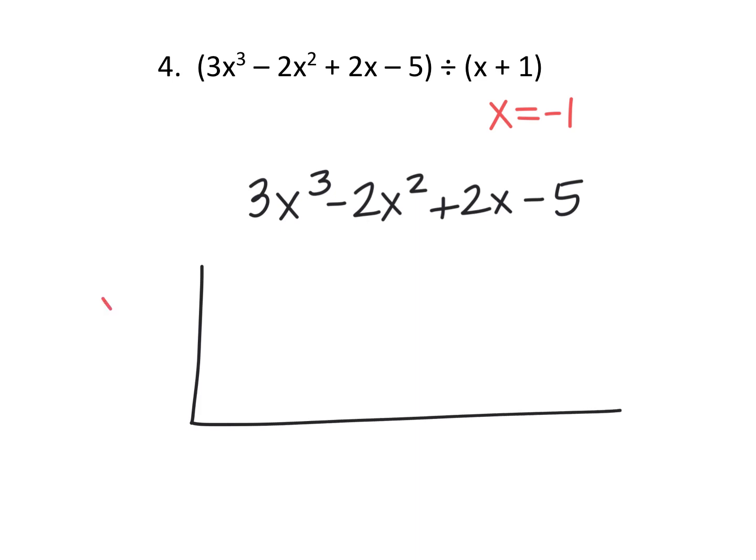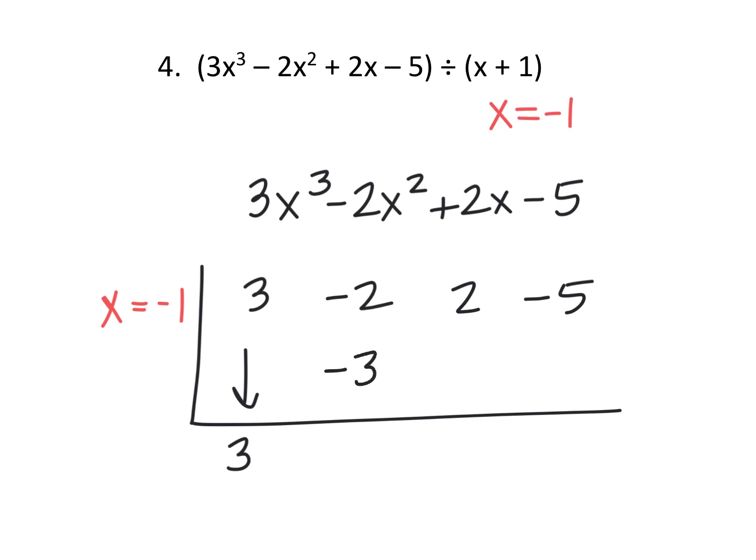Put the negative 1 on the outside, and write down your coefficients: 3, negative 2, 2, negative 5. Bring down the first one. Now do your multiplication. Negative 1 times 3 is negative 3.